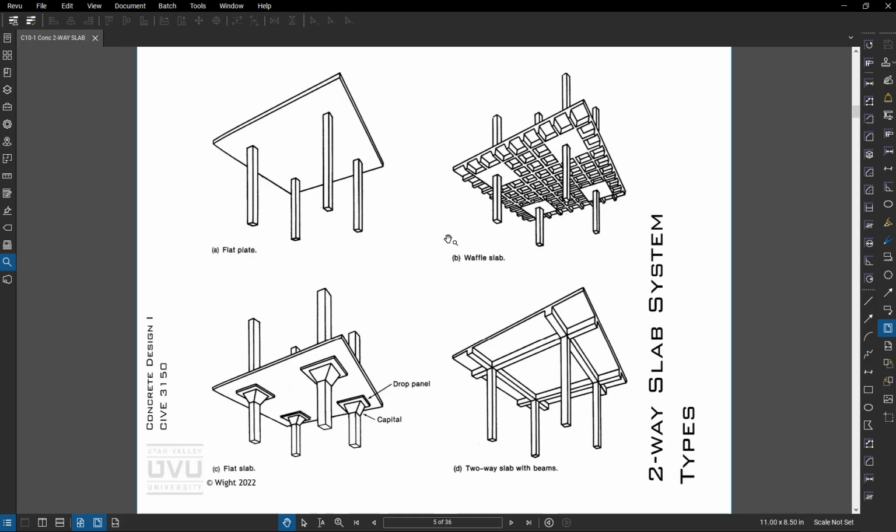Two-way slab systems, there's a variety of types. Flat plates are very desirable in hotels because they tend to limit the floor-to-floor heights. You see flat slabs with drop panels or capitals in some of the older school buildings. We still do those as well. Waffle slabs, the University of Utah's architecture building is a great example of this. I think they're elegant and very efficient. And then two-way slab with beams, where you have beams on a grid and slabs spanning two directions between those.